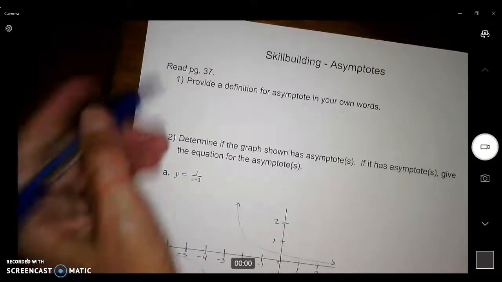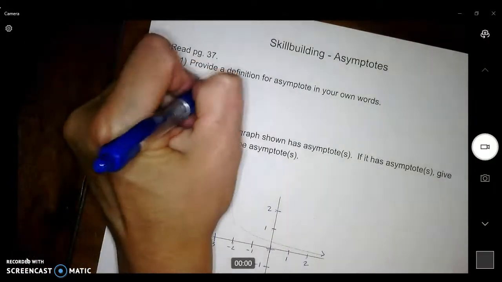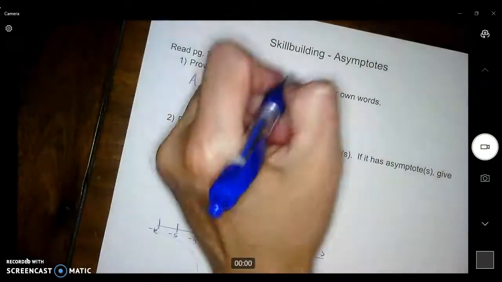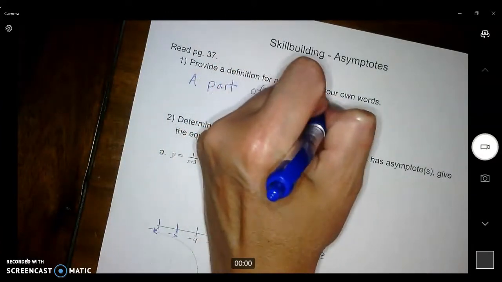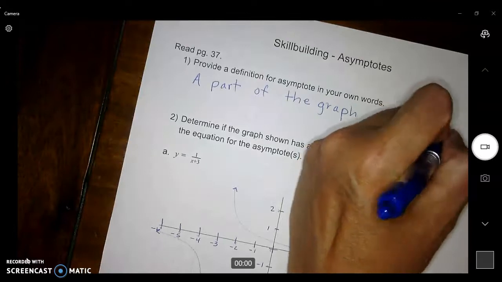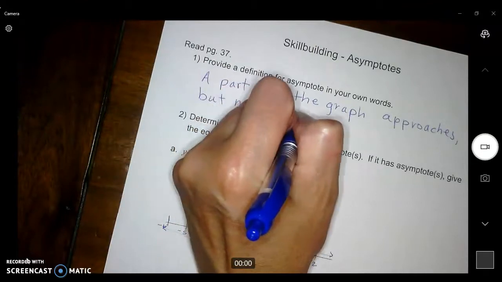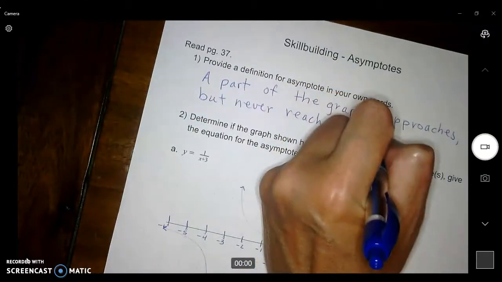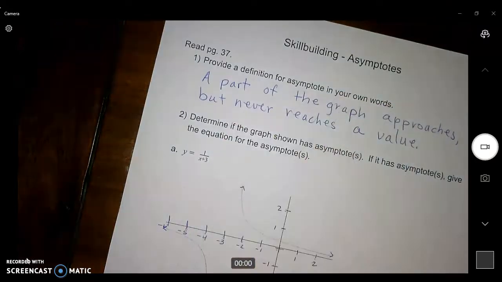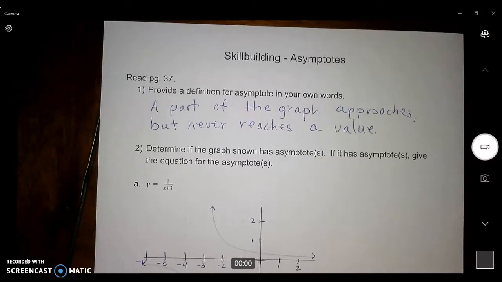So I'm going to describe it as, let's see, a part of the graph approaches but never reaches a value. And this might be a little fuzzy yet right now. It's a pretty new concept for us in Algebra 2. So it's a part of the graph that approaches but never reaches a value. And sometimes you can have more than one asymptote present on a graph.